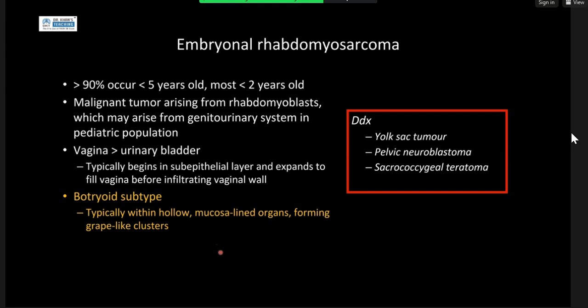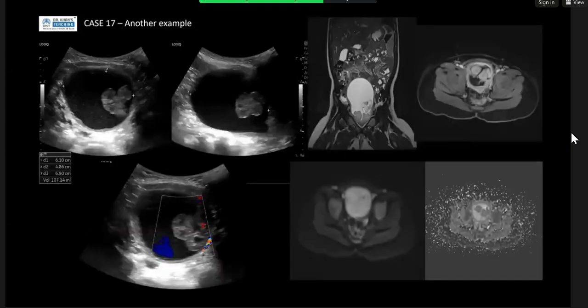Other things to think about: yolk sac tumor, but then it's more ovarian pathology. You see it in the abdomen or pelvis rather than within the bladder. Pelvic neuroblastoma, again usually external, not within the bladder unless it infiltrates. And also sacrococcygeal teratoma. Okay. I'll just show you cases because these are ones that are just classic again.